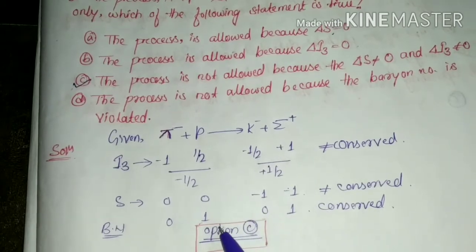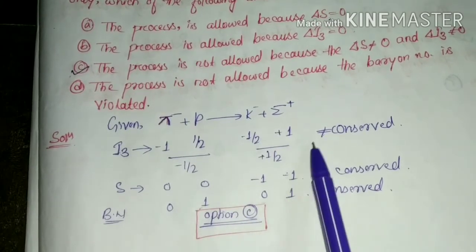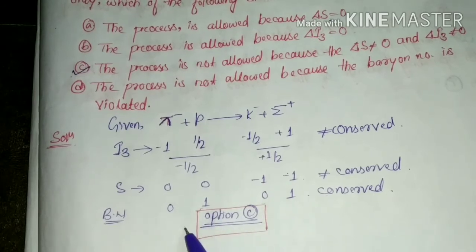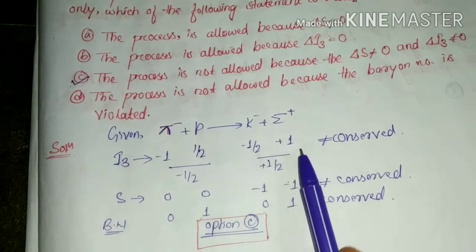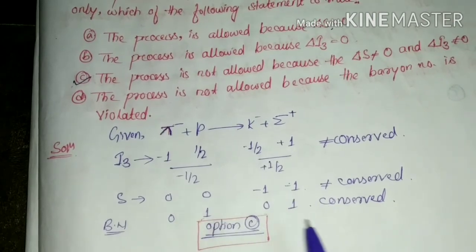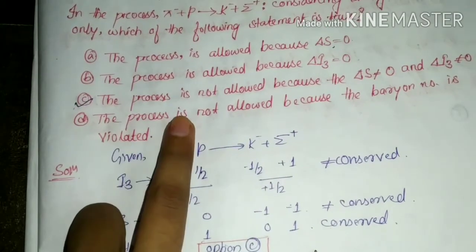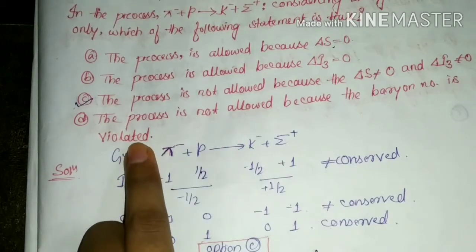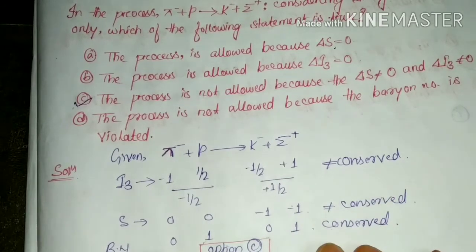Now we will see the baryon number. Here it's 0, proton is a baryon, so it's 1, here it's 0, here also it's 1. So you can see the baryon number is conserved. Delta S is not equal to 0 and delta I3 is also not equal to 0, that means they are not conserved. The last option says the process is not allowed because the baryon number is violated. But here you can see the baryon number conservation is not violated. The baryon number is conserved. So the fourth option is also wrong.